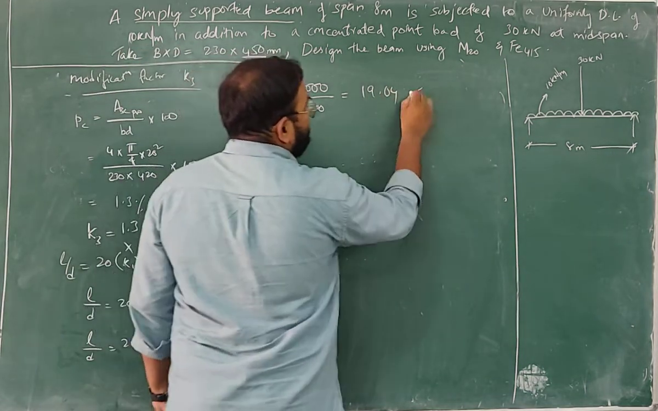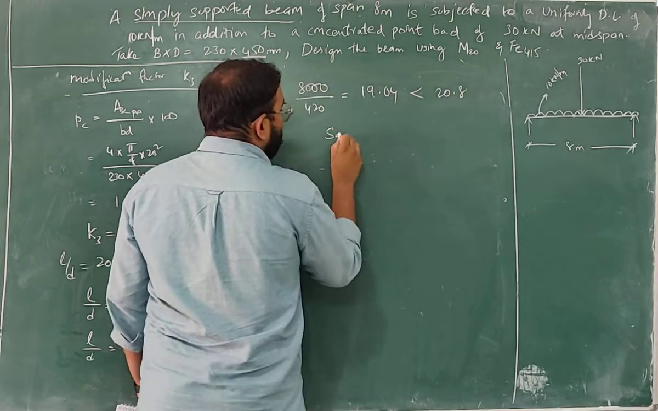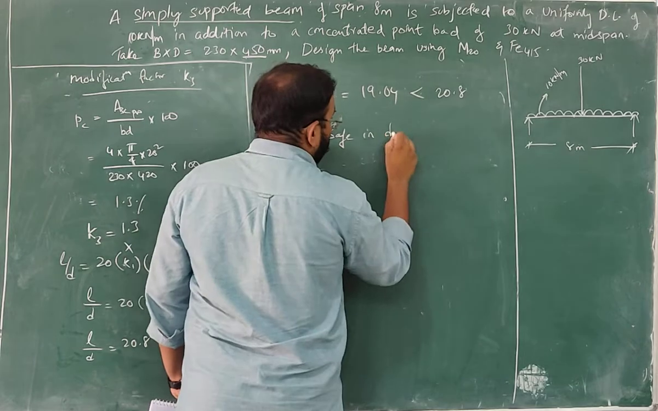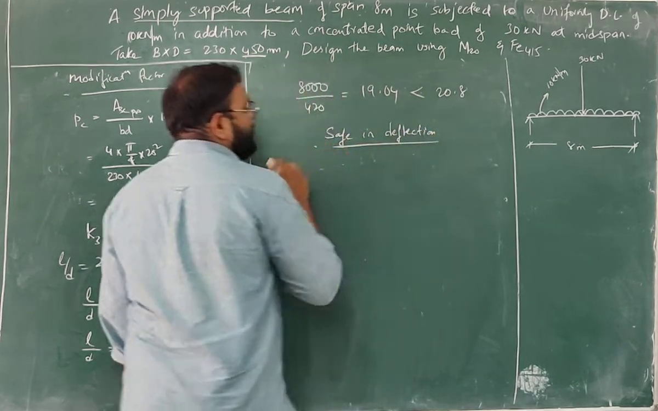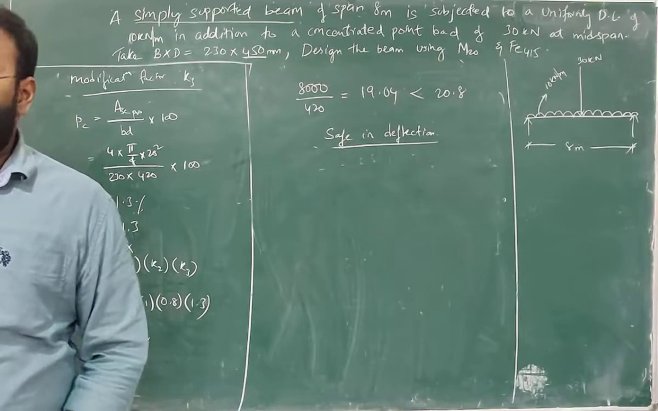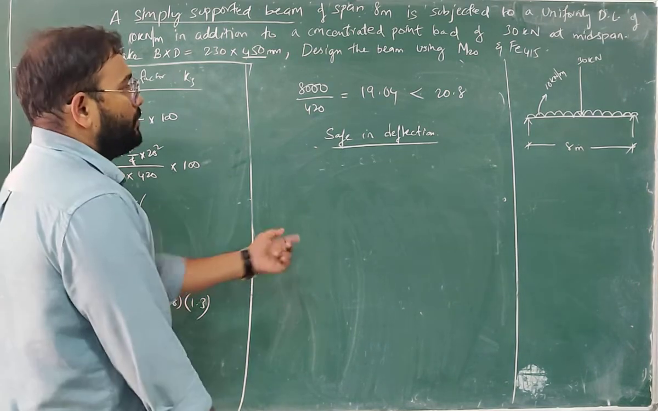19.04. So this is less than 20.8. So safe in deflection. So this is the necessary step which is to be performed whenever you solve a problem of a doubly reinforced beam. Understood?